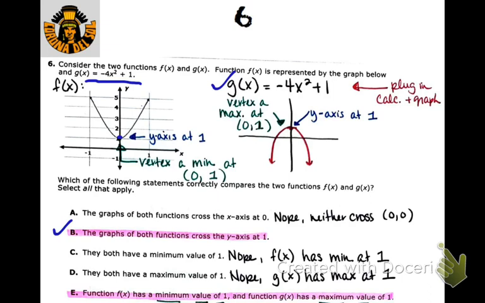And then the other thing is that the f of x has a minimum value of 1. You can tell it's the y-coordinate of the vertex. And then the other one has a maximum value of 1, and you can tell that's the y-coordinate of its vertex.